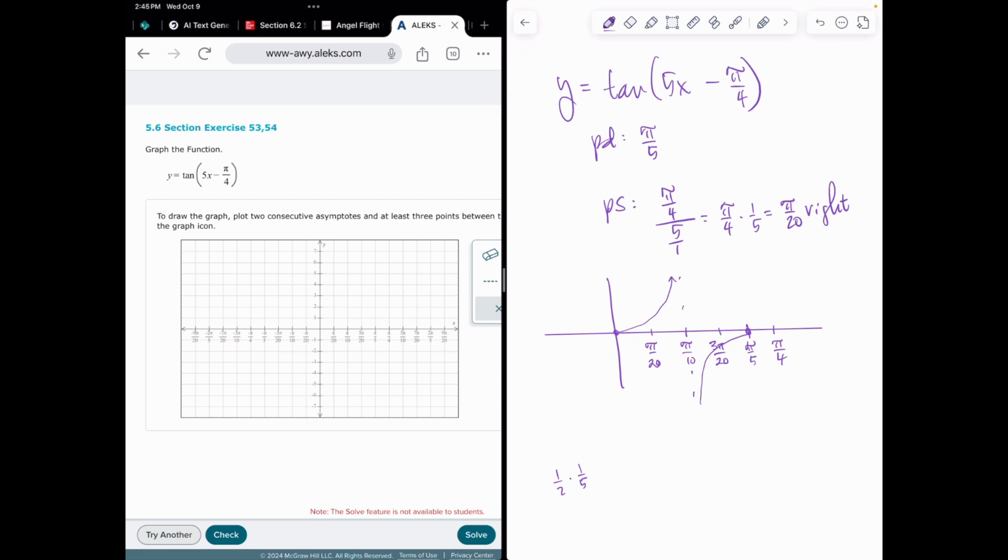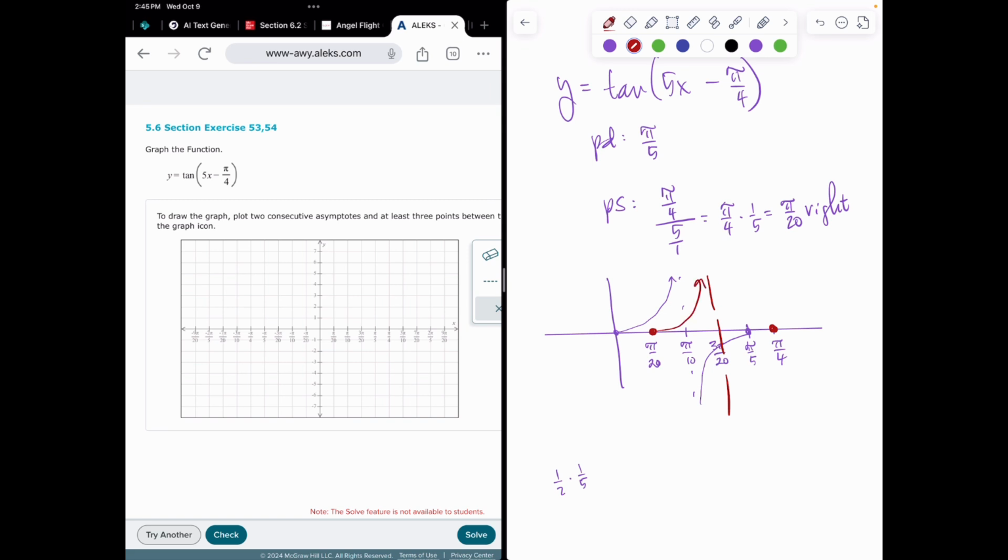Now, when we shift, let me switch colors. When we shift, we're going to shift everything to the right a distance of pi over 20. So that means that this guy is going to go to the right a distance of pi over 20. So it's going to be my new x-intercept. My asymptote here is going to go to the right a distance of pi over 20. So it's going to be my final asymptote. And then that last coordinate is going to go to the right a distance of pi over 20.